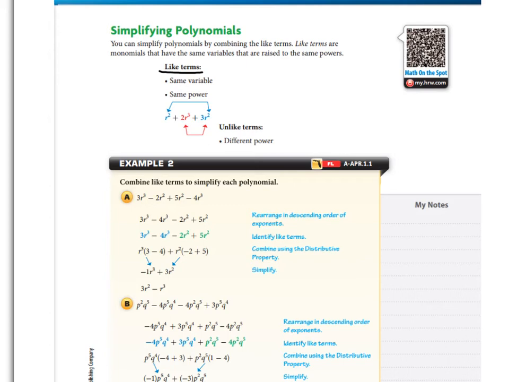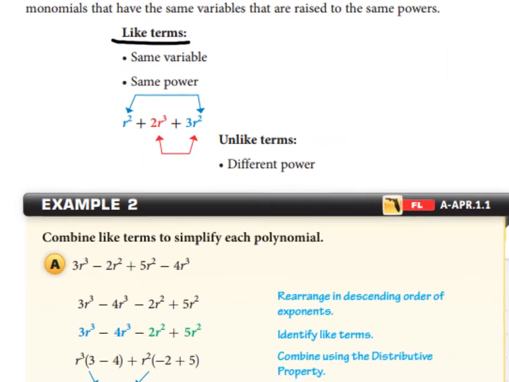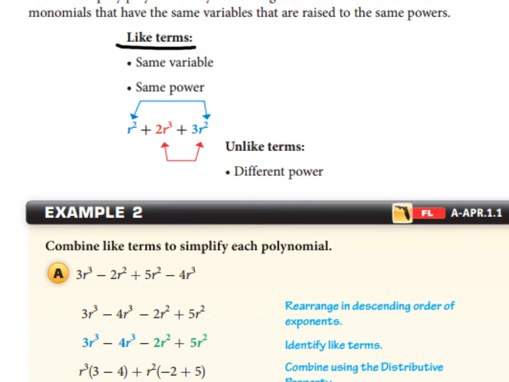So in their example, they're showing you that r squared and 3r squared are like terms because they both have an r and an exponent of 2, but that 2r cubed, even though it has an r, is not a like term because it has a 3 instead of an exponent of 2. So you can combine the ones in blue, you cannot combine the one in red. So this would end up being 1r squared plus 3r squared, which is 4r squared. You only add exponents when multiplying. So since we're combining like terms, we're only changing the coefficient, the number in front. So this one would simplify to this.